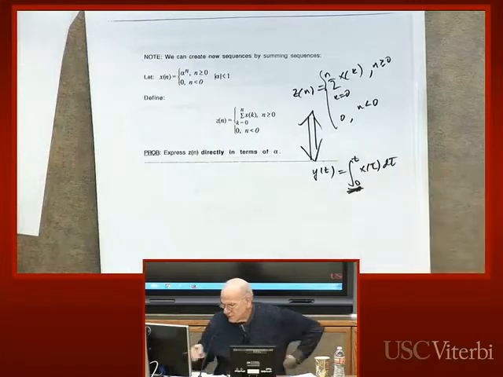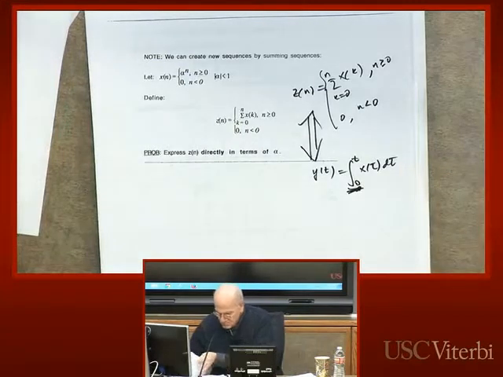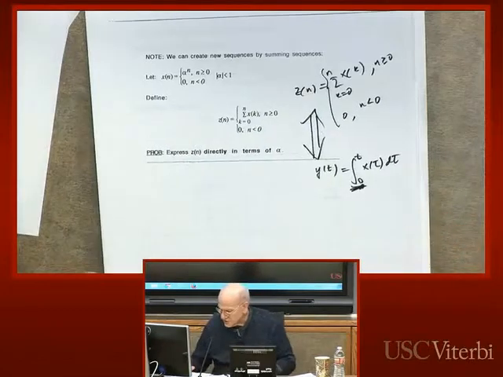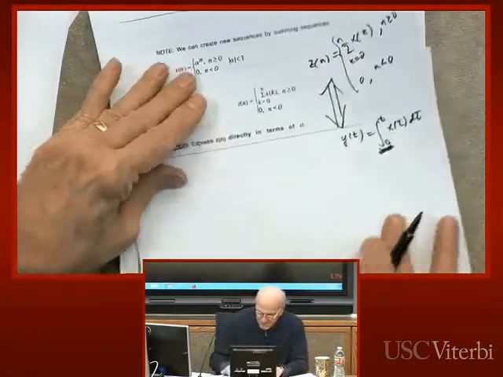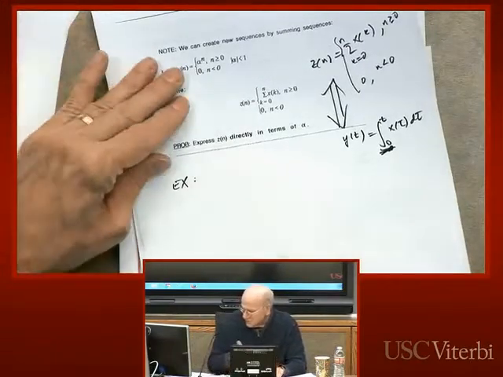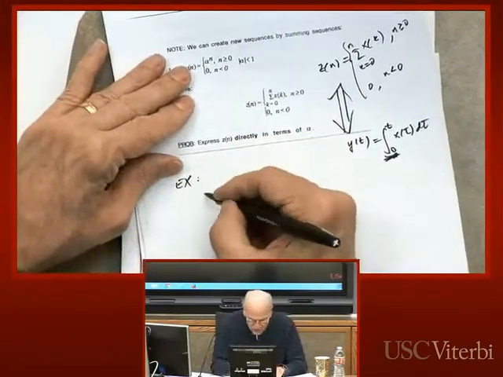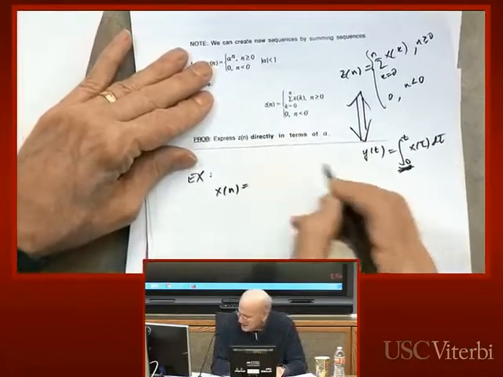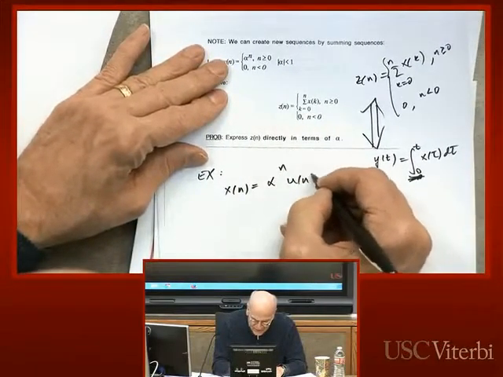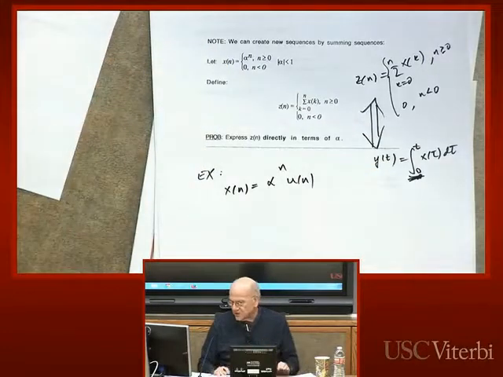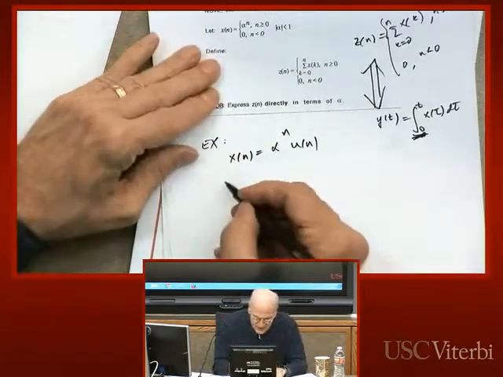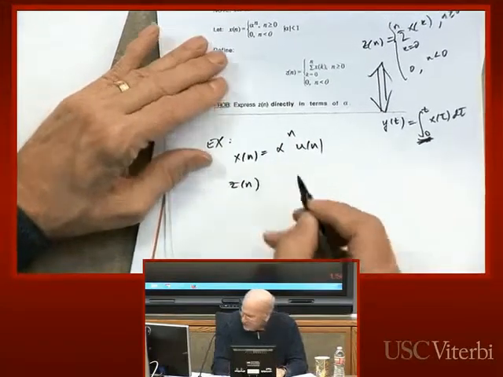By the way, in just a second I'm going to take a short break. Let me show you another example, and by doing so I can point out an identity that we will use in the class. Alpha to the n times u of n, that's one we just talked about. That's the right-sided geometric sequence in this example. But I want to take it a step further.